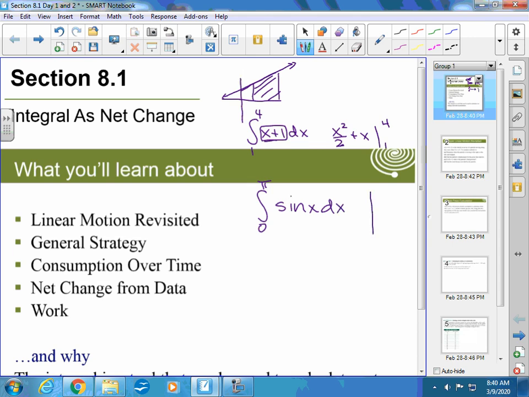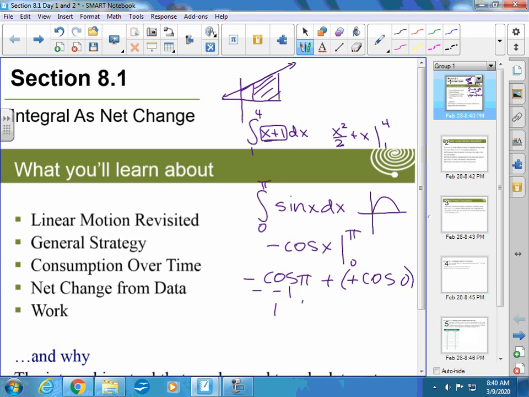All of a sudden, that section was now a curved section, so we couldn't use an area formula anymore. We said, that's where we're going to start using the antiderivative. So what's the antiderivative of sine x? Negative cosine x. And then we still go 0 to pi, top minus bottom. Negative cosine of pi minus negative cosine of 0. Cosine of pi is negative 1, and that negative made it positive 1.